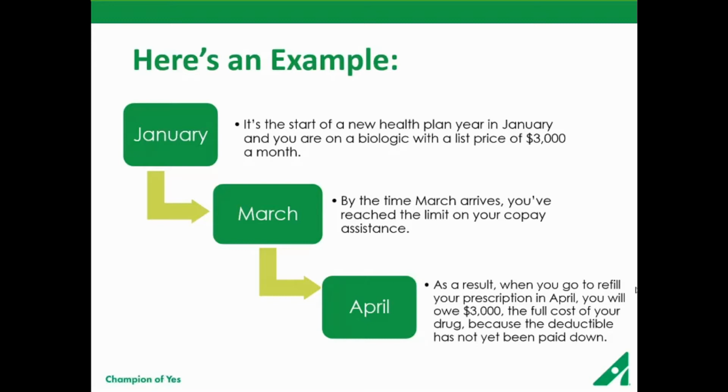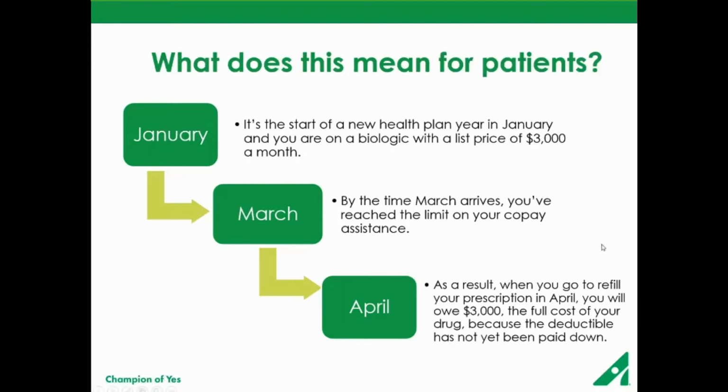So let's say you have a $6,000 deductible and you're on a $3,000 a month drug. You're going to be given a charge of $3,000 each month until you've satisfied your deductible, and then your more traditional cost-sharing help kicks in. So go to the next slide.